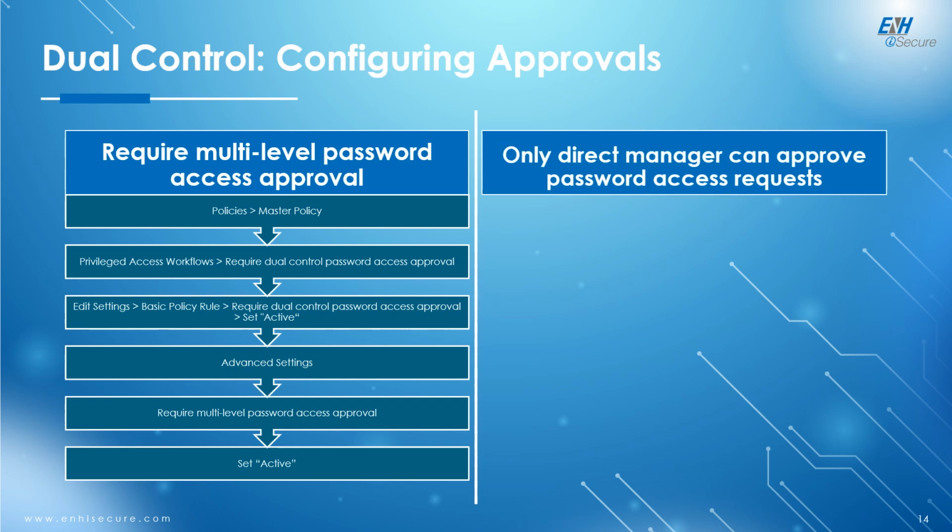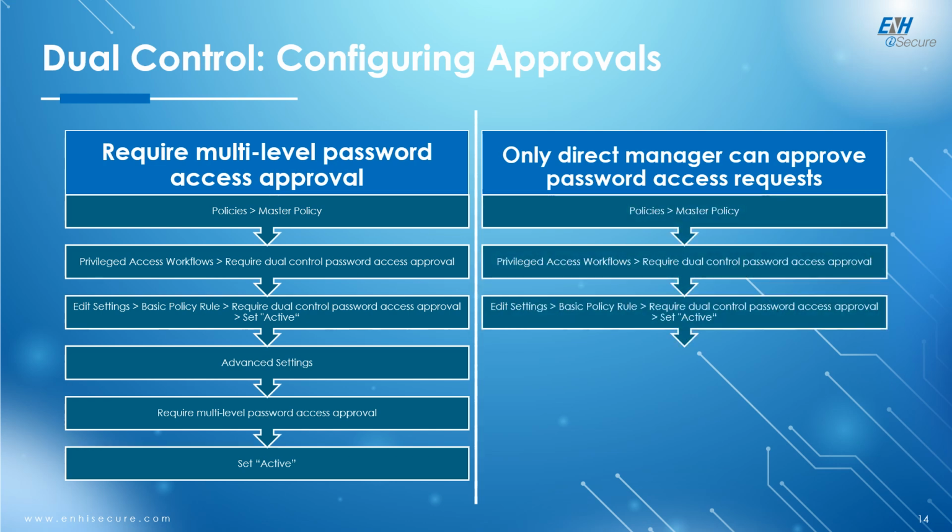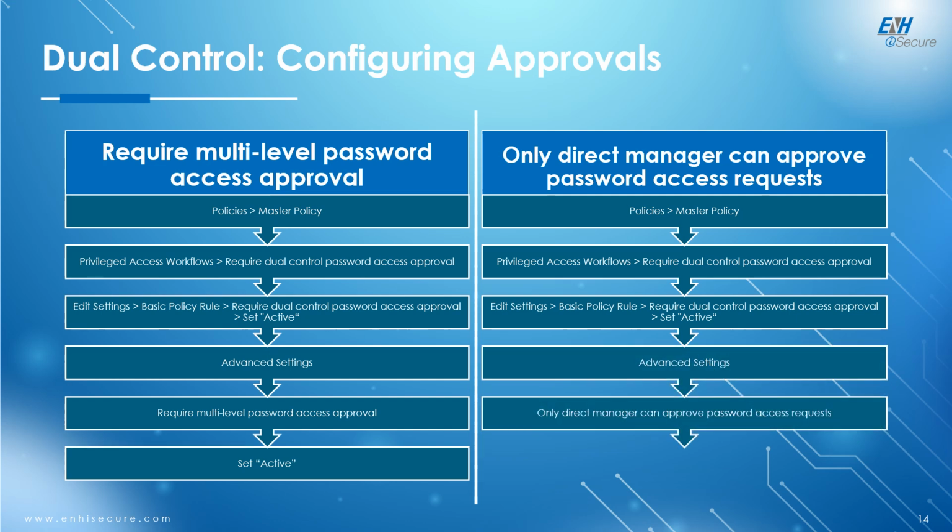We can enable the only direct manager can approve password access request rule when we require end users to receive confirmation from their direct manager before accessing privileged accounts. This rule cannot be enabled together with require multi-level password access approval or with more than one confirmer. To enable this rule, we just need to make the only direct manager can approve password access request rule active and then disable require multi-level password access approval in the advanced settings.